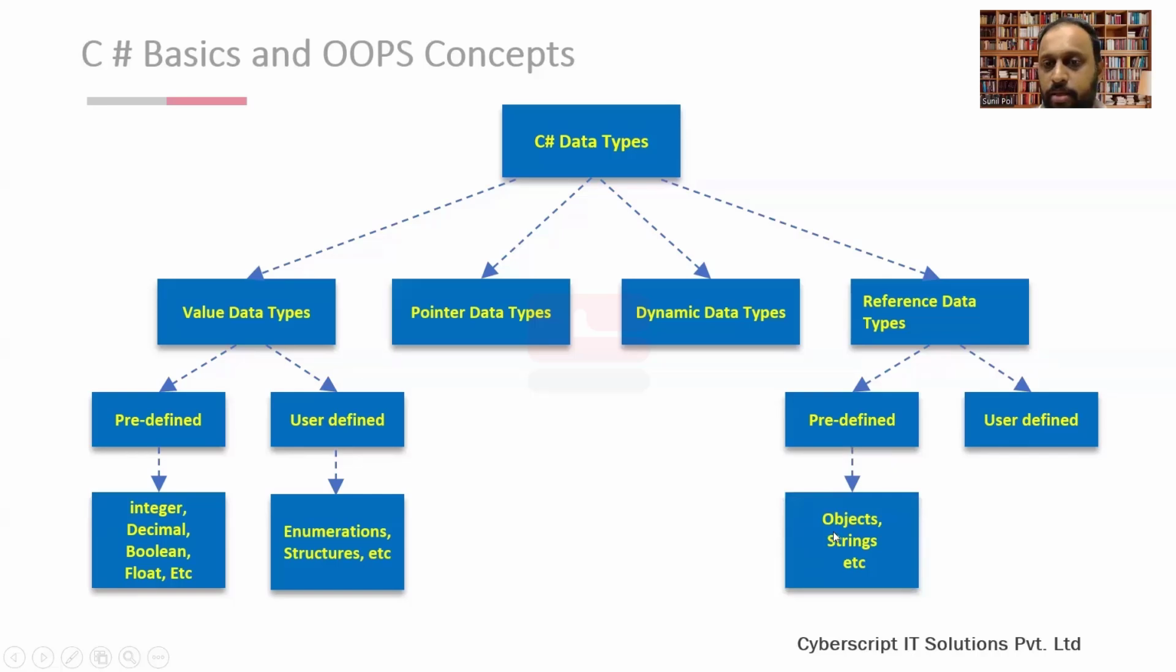Predefined reference data types contain objects, strings, etc. So with the help of these inbuilt data types, a developer can declare predefined reference type variables in their code. Similarly, if a developer wants to use user-defined data types, they need to declare classes and interfaces for that.